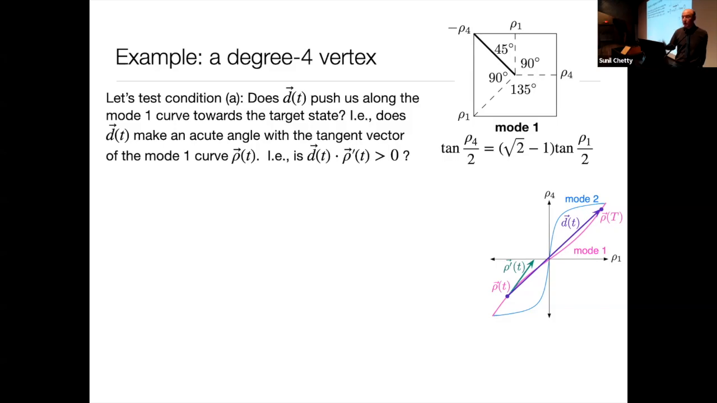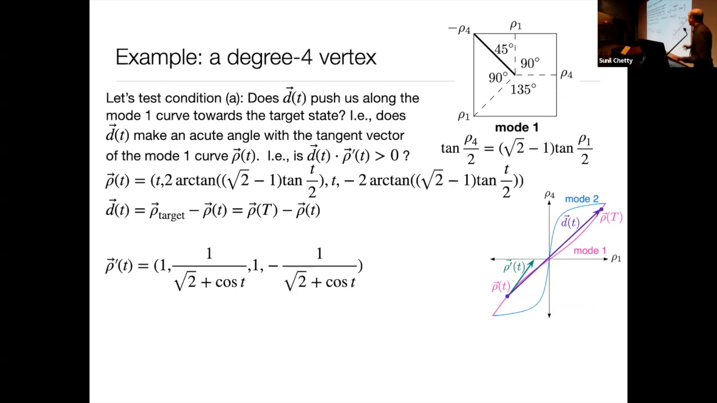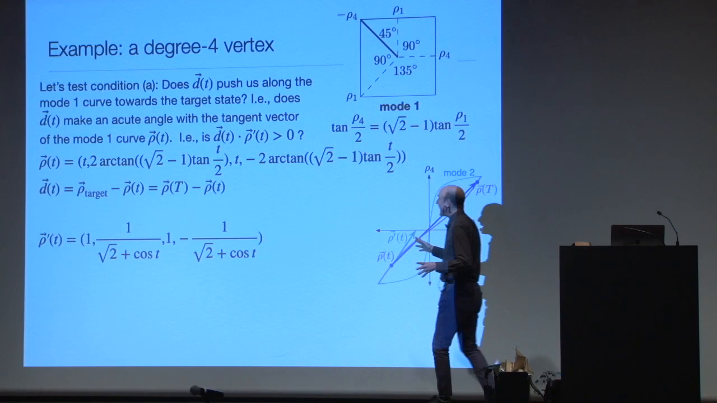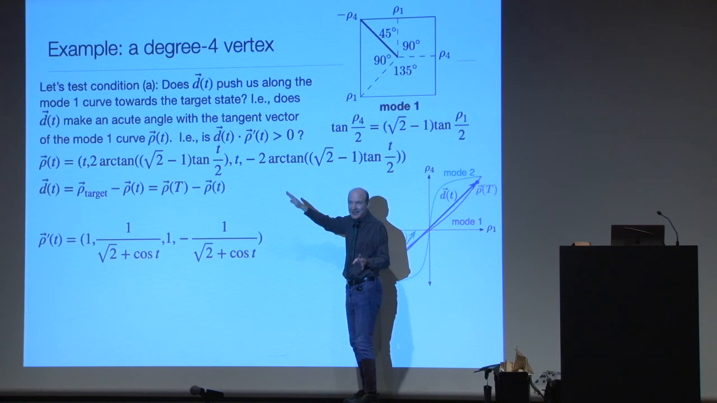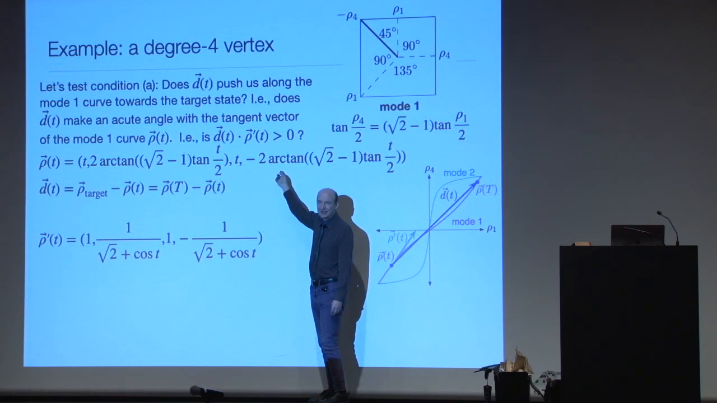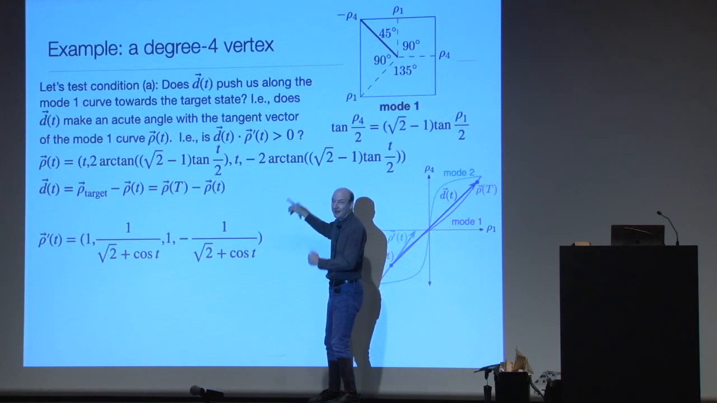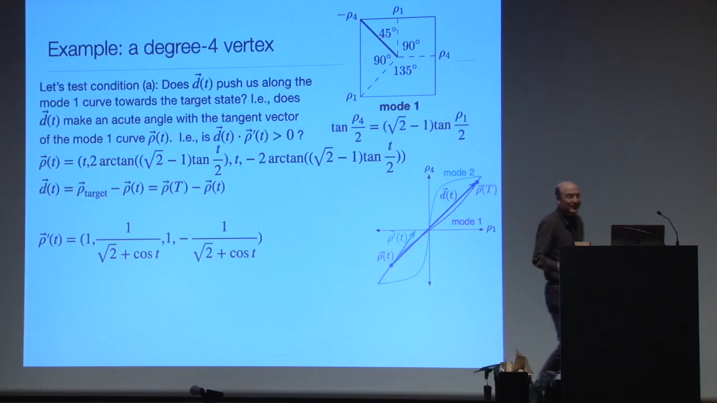Okay, so we want to test this first condition. Is the driving force vector dotted with the derivative of the mode 1 curve positive? Well, there's the mode 1 curve. There's the driving force. There's the derivative of the mode 1 curve, which I only got by putting this in Mathematica and telling it to take the derivative and simplify it. It actually comes out to something not so bad. But remember, the derivative of arctan of x is 1 over 1 plus x squared. Yay, you can actually use derivatives.